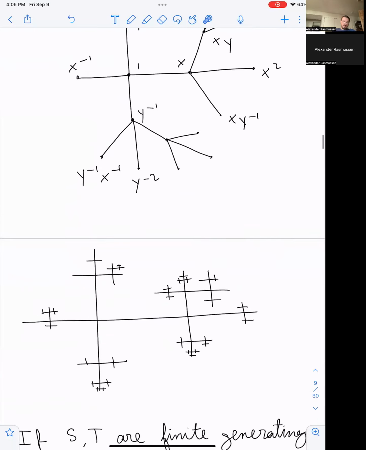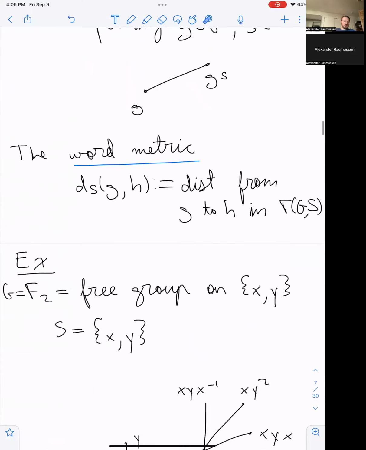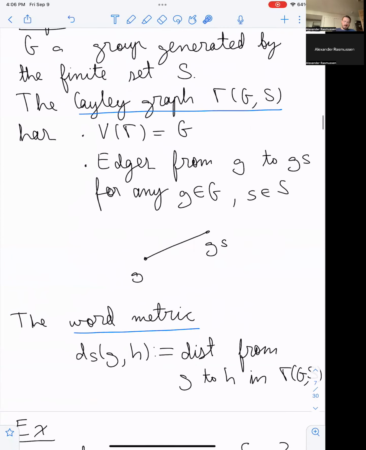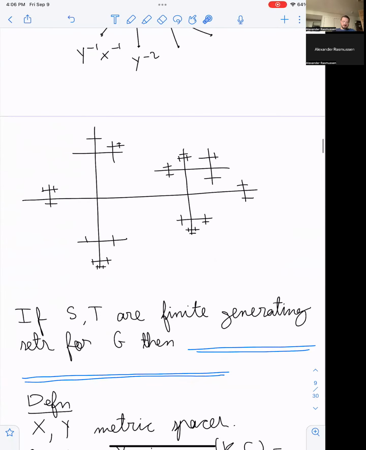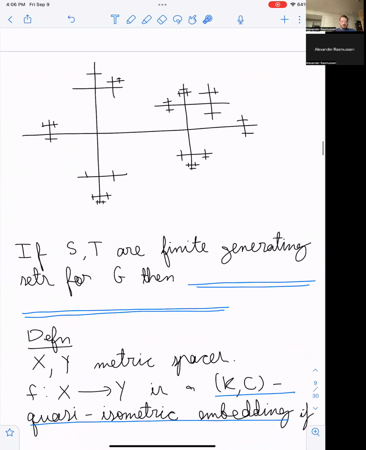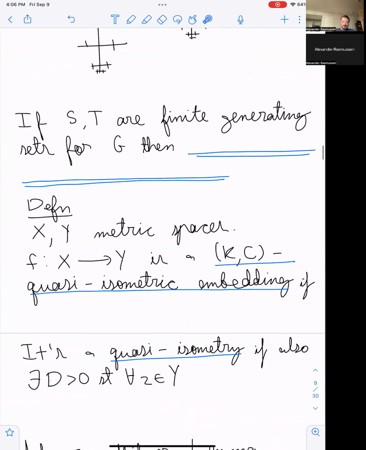Now, this definition of a geometry on G is a little unsatisfying because it depends on this generating set S. We can't really get around that. But actually the metric only depends on the generating set in a certain limited way. So if you have two finite generating sets, S and T for G, then the metrics you get with respect to S and T are what's called quasi-isometric.